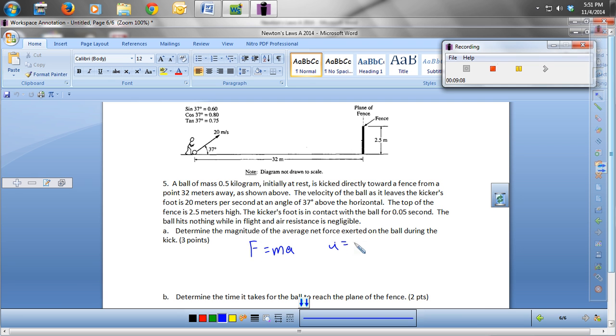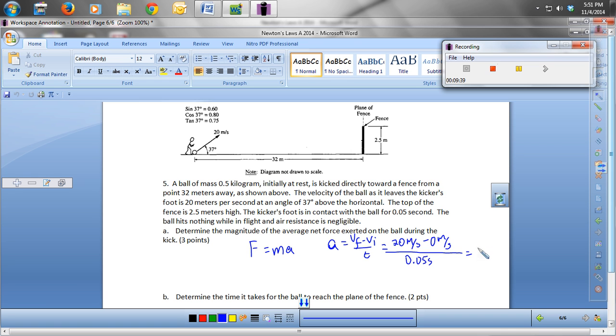A is equal to VF minus VI over T. It starts from rest, so VF is that 20 meters per second. And I don't care anything about the angle because I'm kicking it at an angle. So 20 meters per second minus 0 meters per second. And it tells you in the problem that the foot is in contact with the ball for 0.05 seconds.